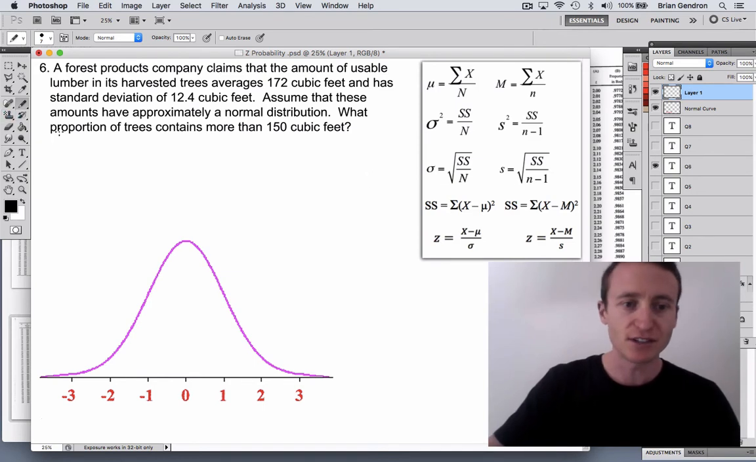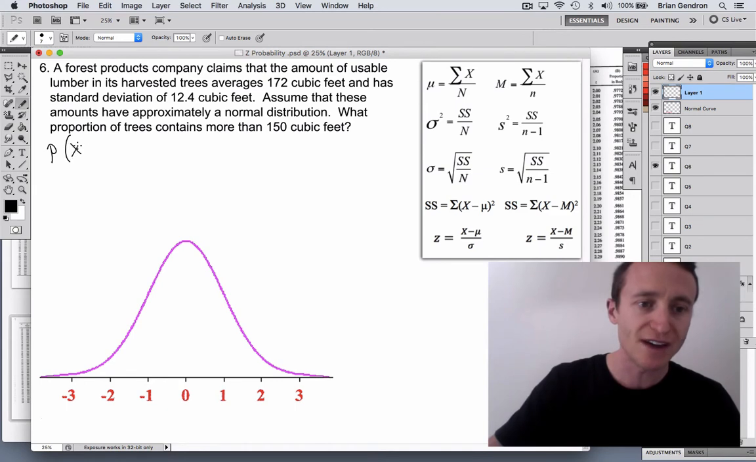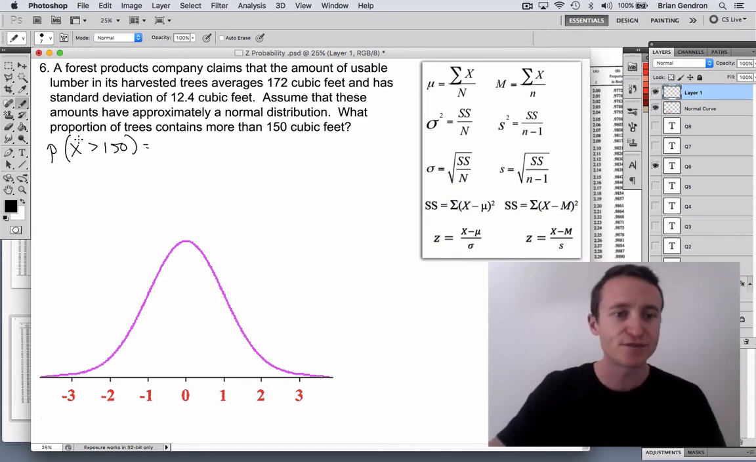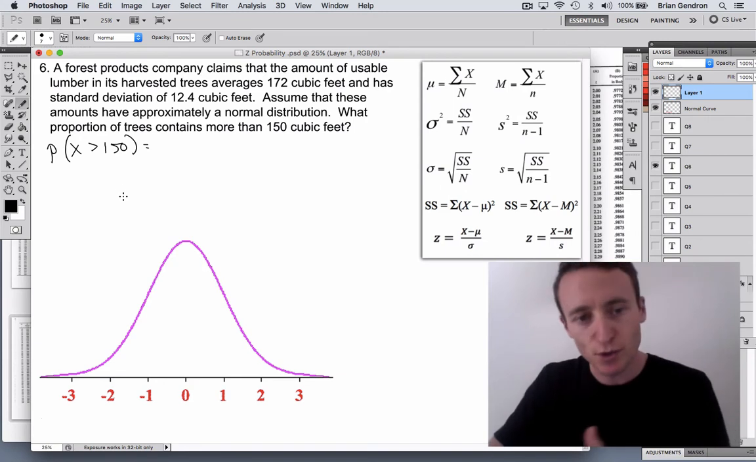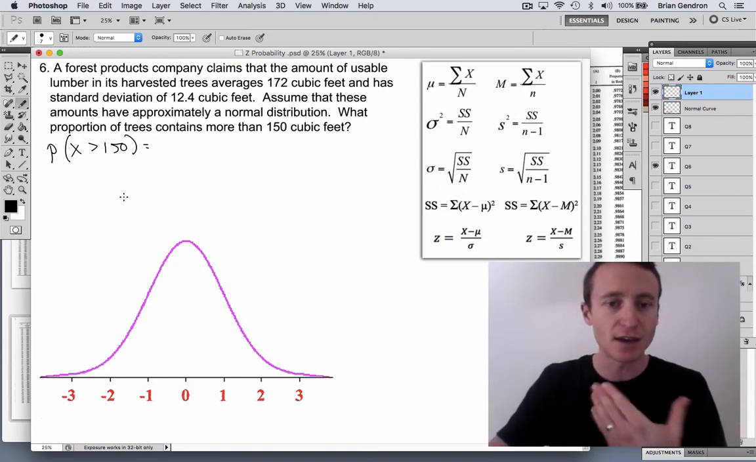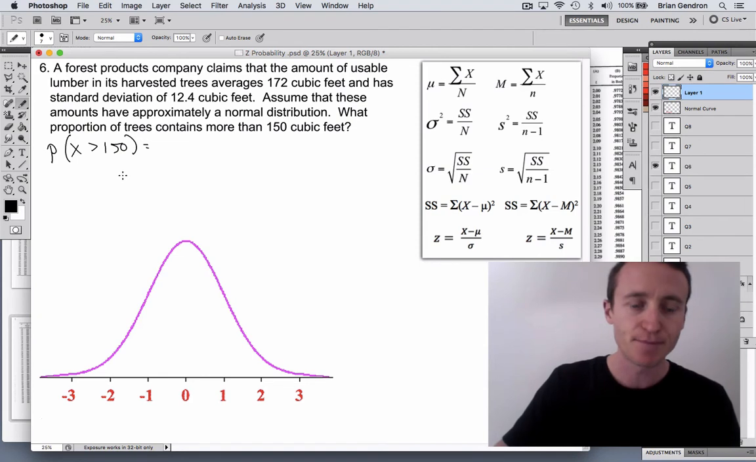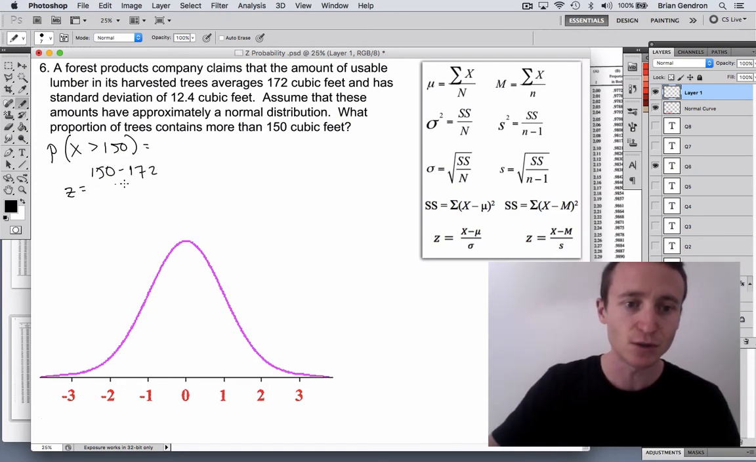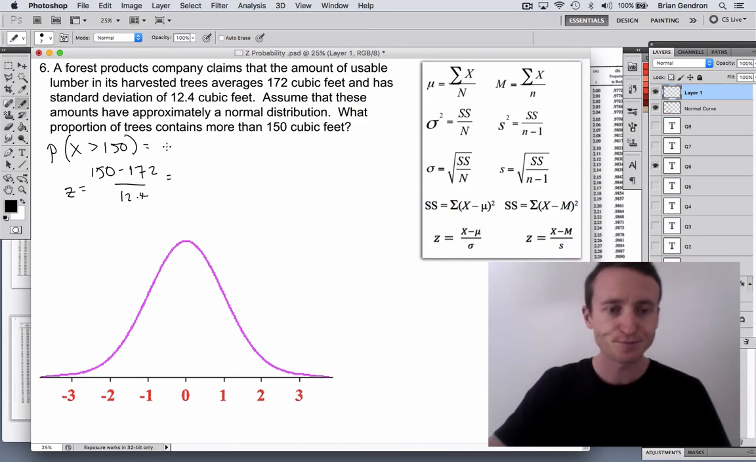So let's just do something a little different. One of the ways that you could think about this question is asking what proportion of x values is greater than 150. So we need to transform this x value of 150 into a z value so that we can, again, read the table. But let's do it step by step. So step 1, turn that x value into a z value. So the x value of 150, subtract the mean of 172, and then divide by the standard deviation of 12.4.